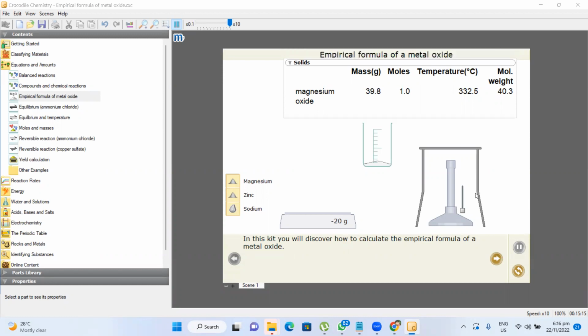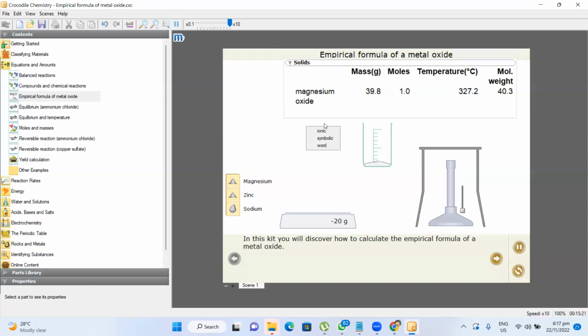Earlier it was magnesium. What was the weight earlier? 24. Then what is the mass now? 38. Then is the substance still magnesium, or is it something else? Anjana, what's there now? Is it magnesium or something else? I think you can read the things on the screen, right?